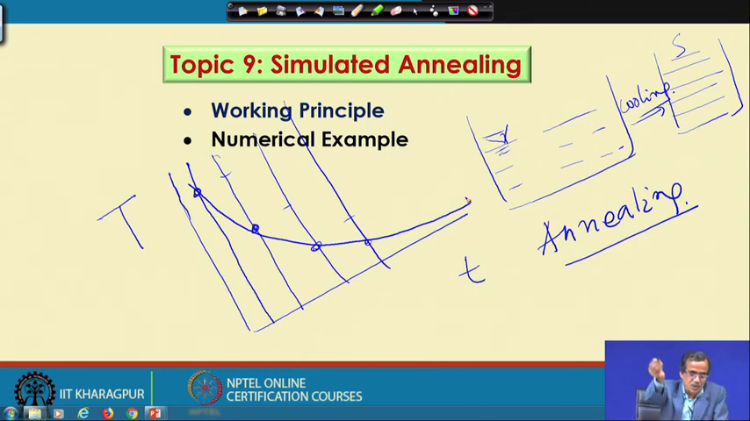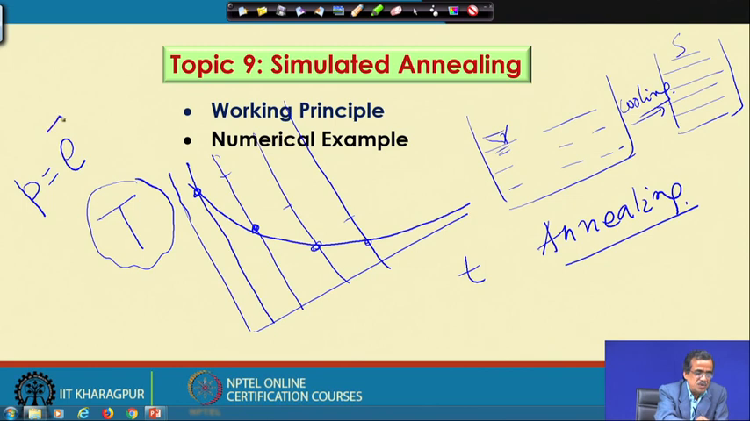And in fact, what we do is we take the help of the Boltzmann probability concept. If the temperature is high, according to the Boltzmann probability, the probability of selecting a bad solution will be more. Now, here the probability p is nothing but e raised to the power minus delta E divided by kT, and k, the Boltzmann constant, is considered as equal to, say, 1.